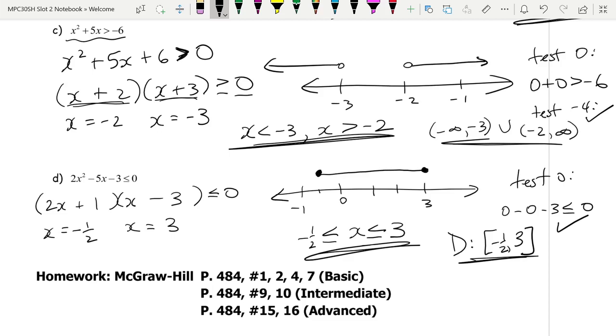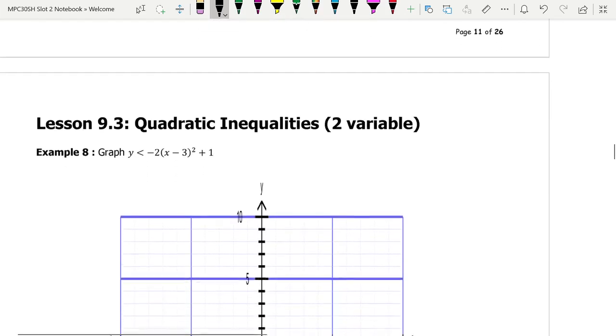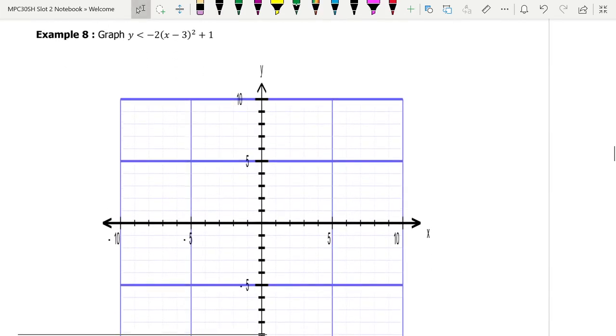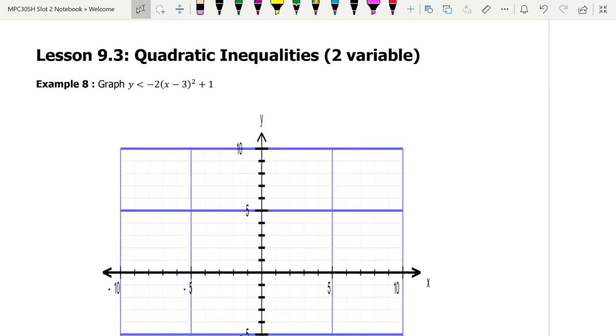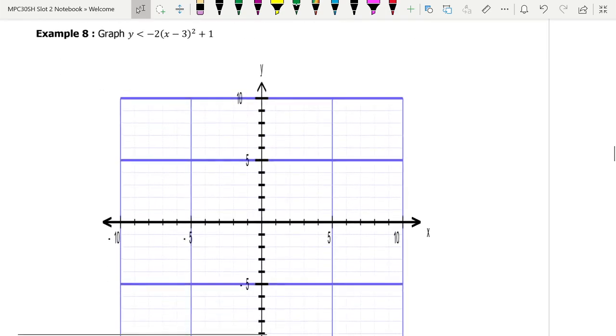Hopefully, any questions about them? All right. Let's just finish up then our last lesson, and really, it's just a continuation of what we were doing. What if we have a quadratic inequality in 2 variables? So in 2 variables, we're going to get something like this.